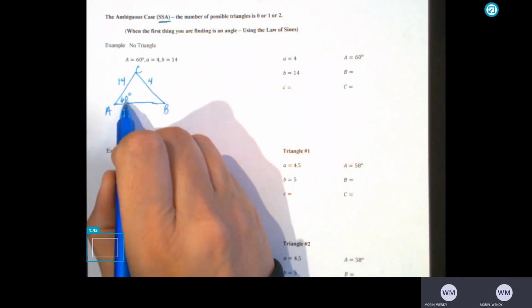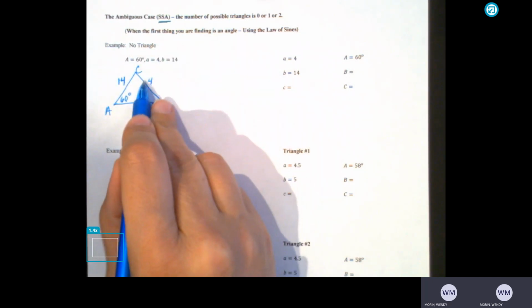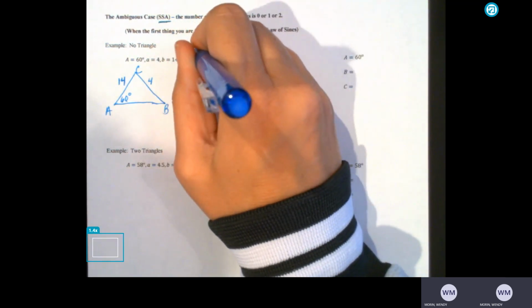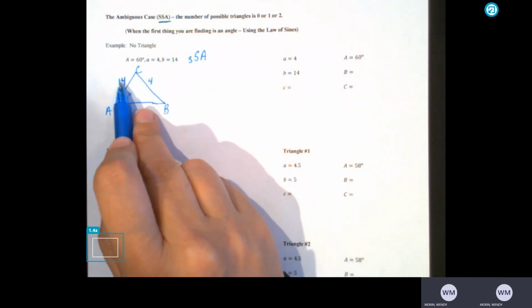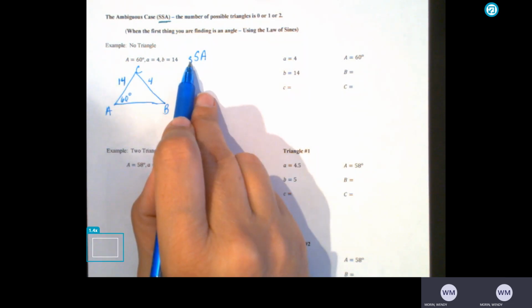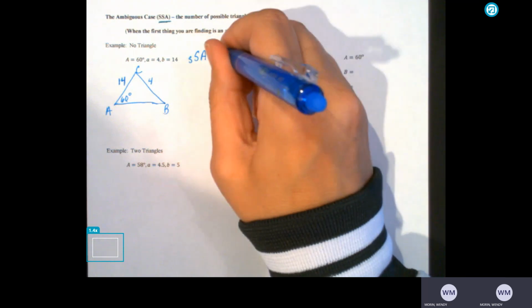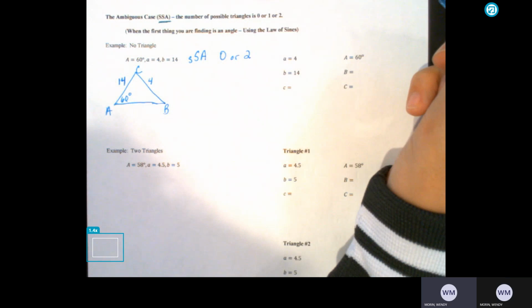Side, side, angle. Now what I want you to pay attention to is how big this side is compared to this one, if you go in this order. And I call this small side, big side, angle. Small side, big side, angle. This side's smaller than this one. Anytime you're given big side, small side, angle, that is when it will either be 0 triangles or 2. So let's find out what it's going to be.